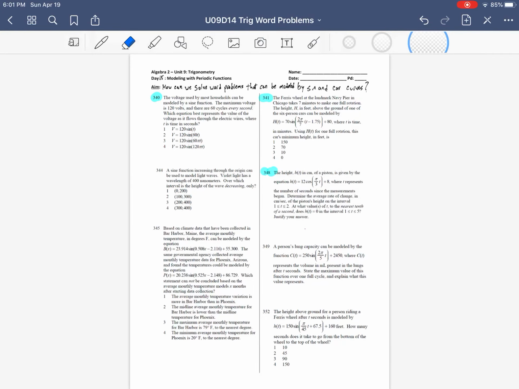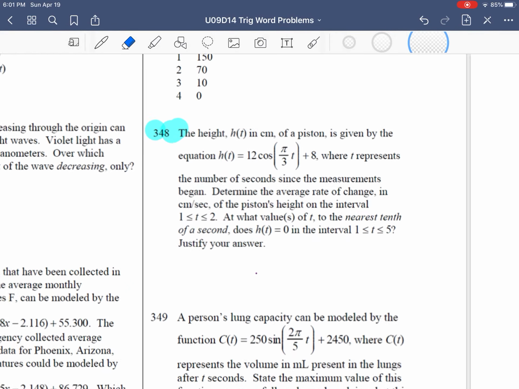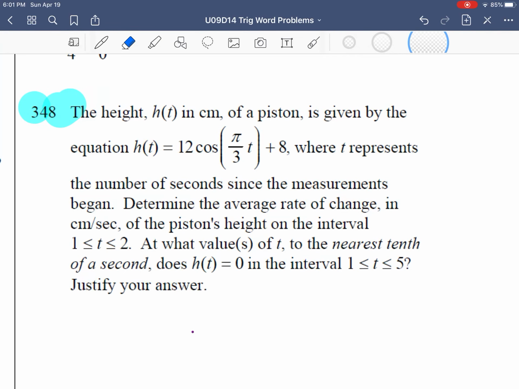We're going to take a look at problem 348. It says the height in centimeters of a piston is given by the equation h of t is equal to 12 cosine of pi over 3t plus 8, where t represents the number of seconds since the measurements began. So the measurements began at some point, so it's somewhere in the curve, and we'll continue from there.